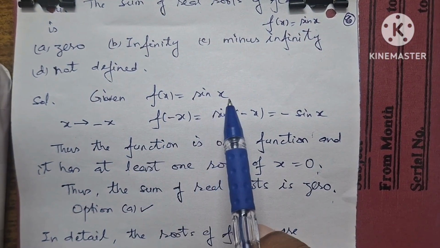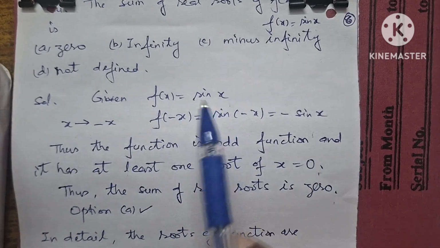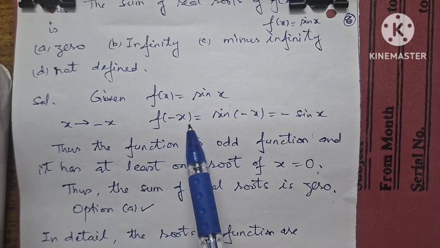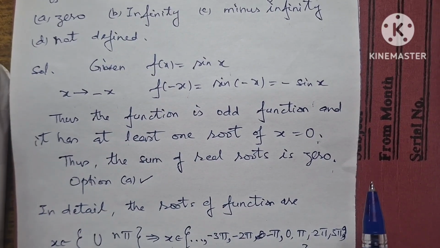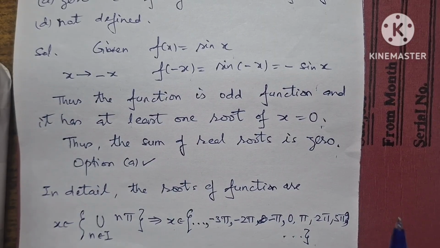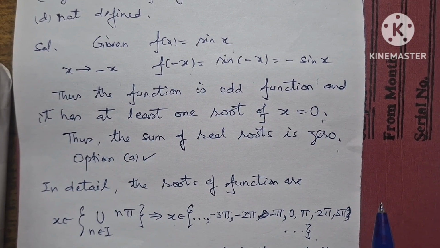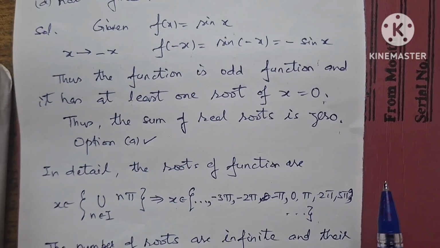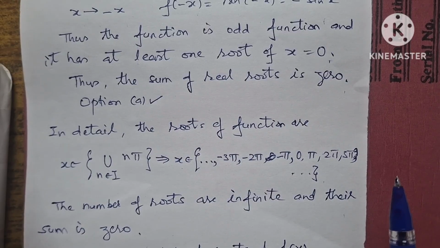Given f(x) equal to sin x, if we replace x by minus x, f(-x) becomes minus f(x). This function is an odd function. It has at least one root at x equals 0. Thus the sum of real roots is 0. Option A is correct. We should explain this question in detail.